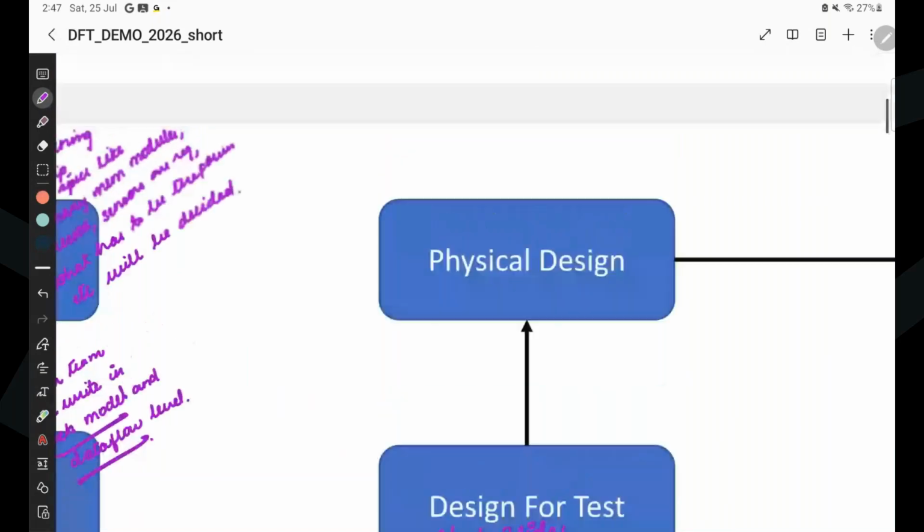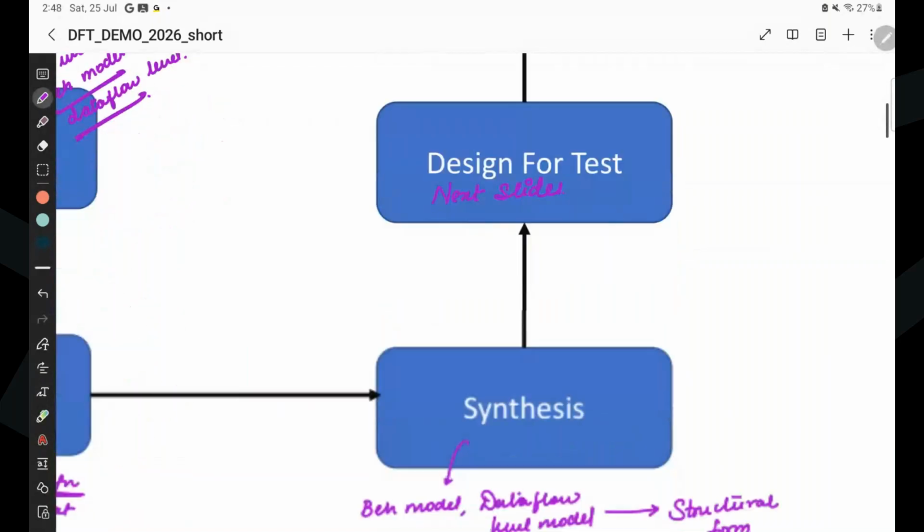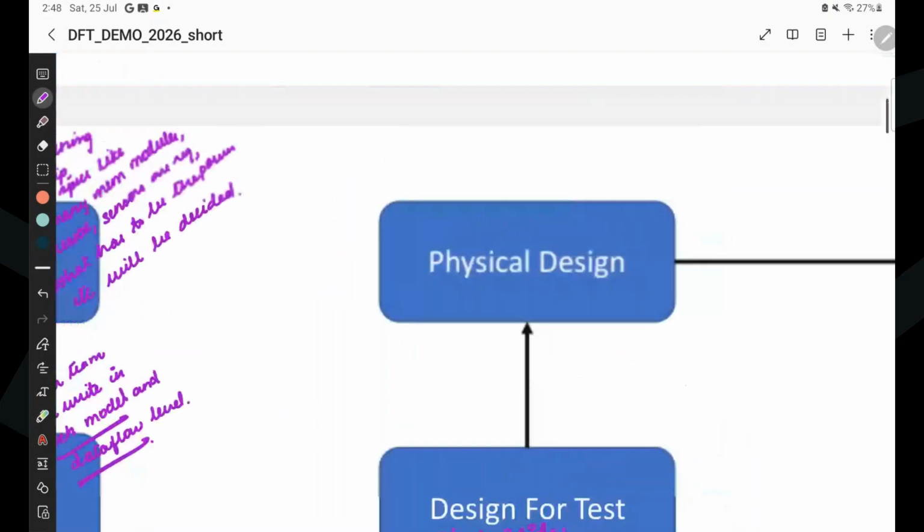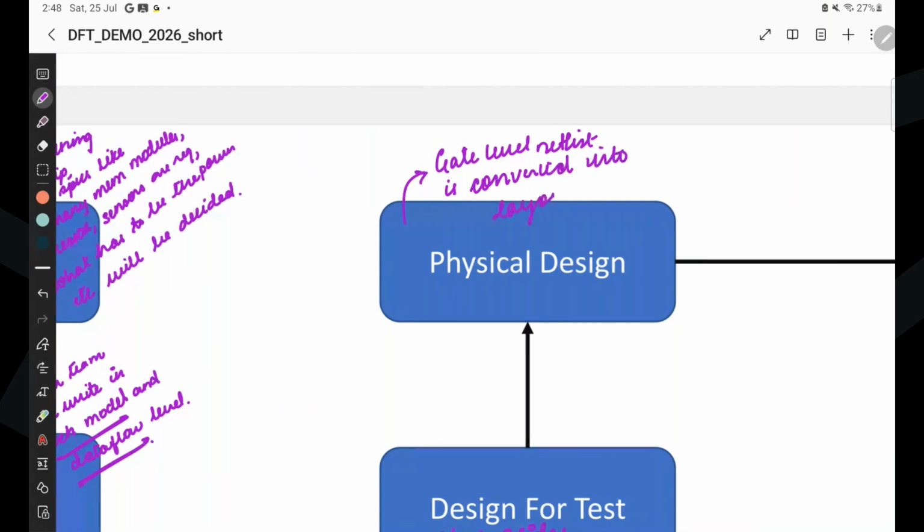And after that, we have the physical design team. What they do is convert this gate level netlist into layout form. So in the physical design team, the gate level netlist is converted into layout form.